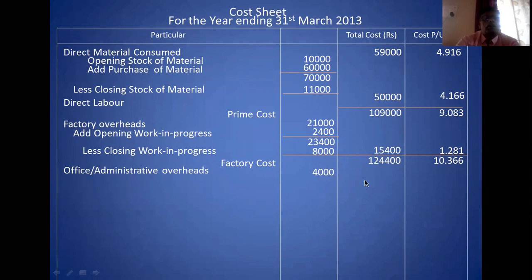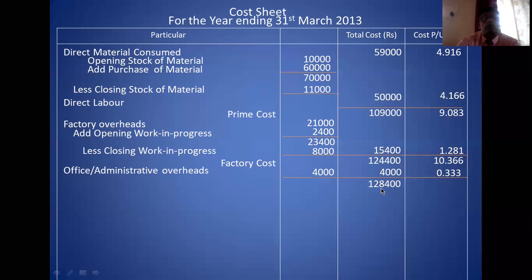Then office and administration overhead. Office and administration overhead is 4,000. It is only one item. You may write directly to the total column. 4,000 is the office and administration overhead. Divide by 12,000. You will get cost per unit. 0.333 cost per unit.